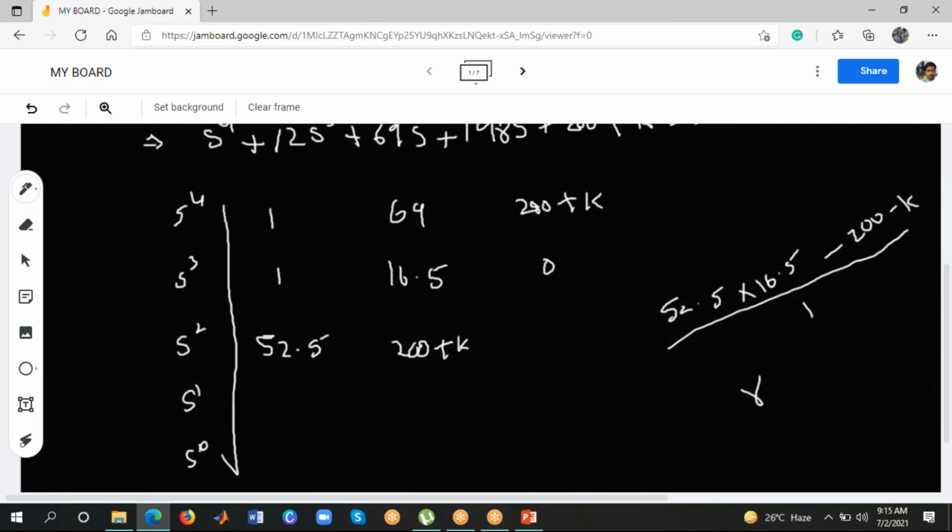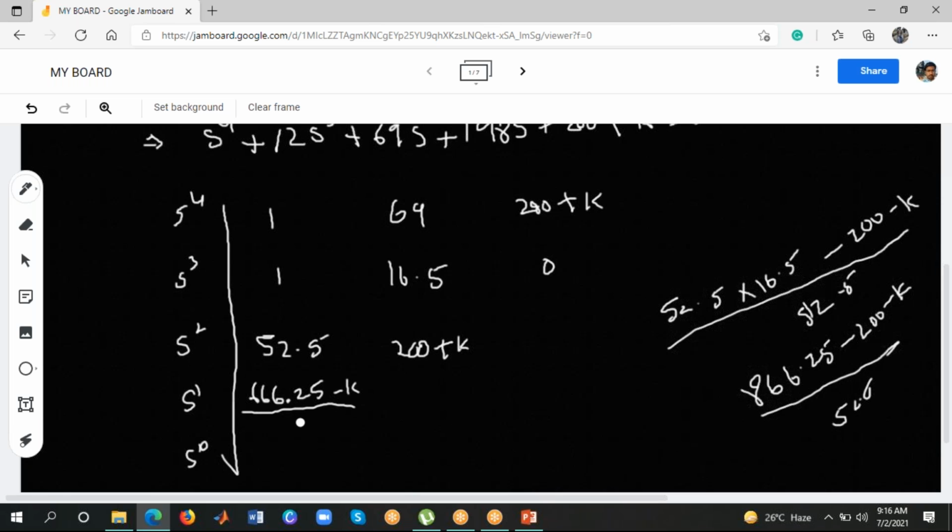So 866.25 minus 200 minus k divided by 52.5. So here we'll get 52.5. 200 if you subtract from here, then you get 666.25 minus k divided by 52.5.